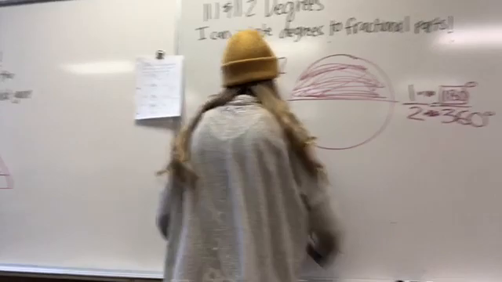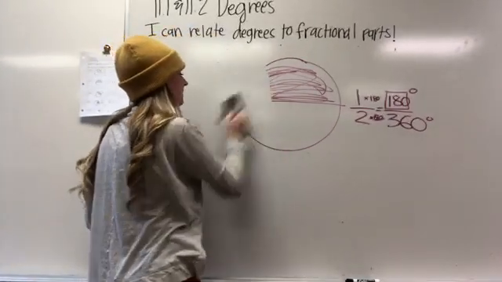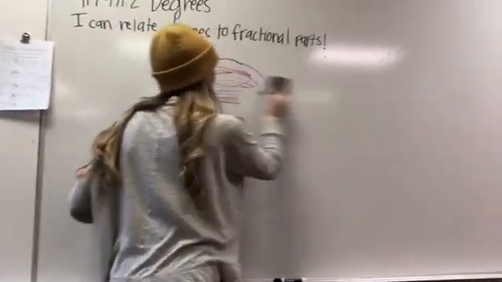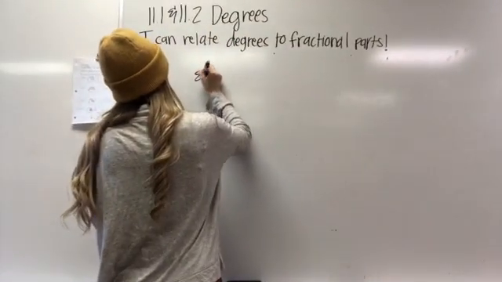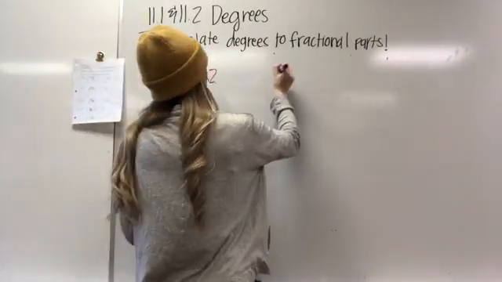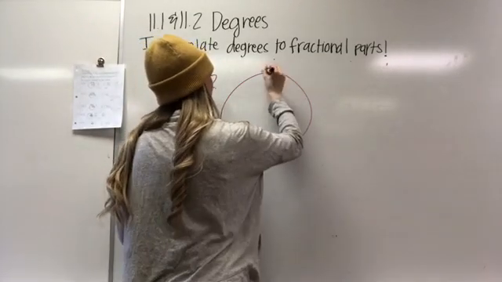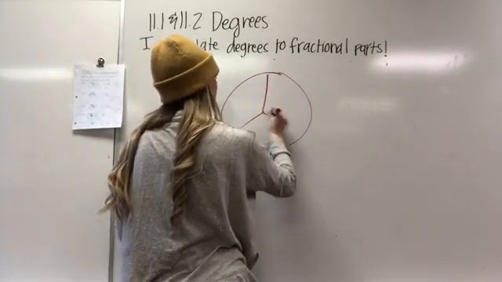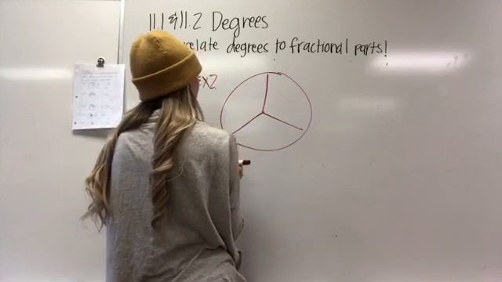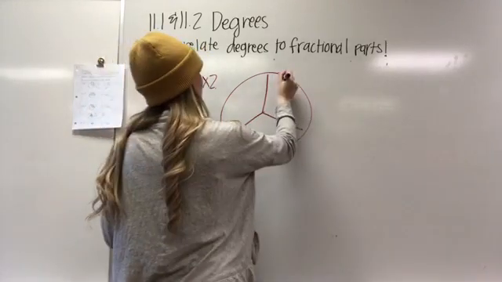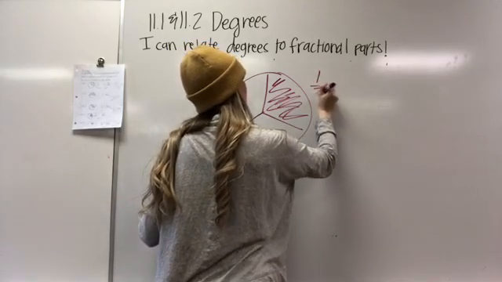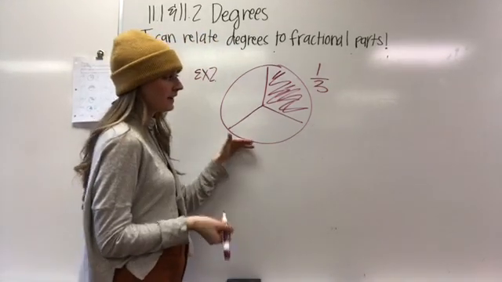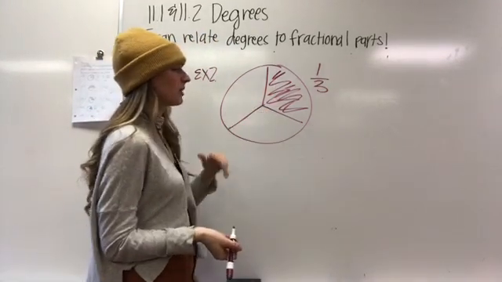Okay, let's try another one. We'll do one more, and then I'll give you a pause problem, okay? Example number 2. Okay, if we have our circle, and we split it into 3 parts, okay? Kind of looks like a peace sign. So this part is filled in. So we have 1/3 of this circle filled in, right? One of the 1, 2, 3 parts.